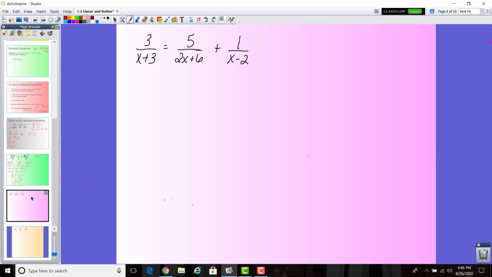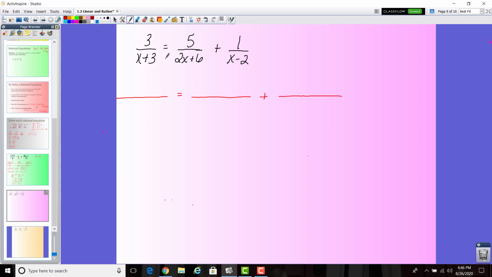On to our next one. This is the first one where my denominators are not monomial terms or numbers. So to find our LCD, it's going to look a little different. We're still going to factor, but instead of actually multiplying those factors together to get a monomial term on the bottom, we're going to have a list of common factors on the bottom.